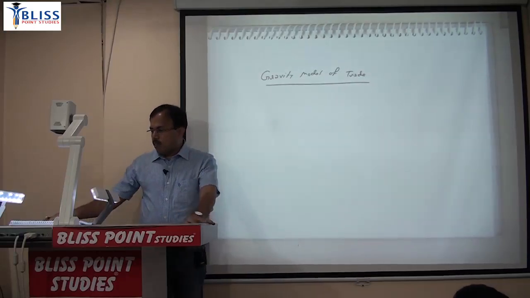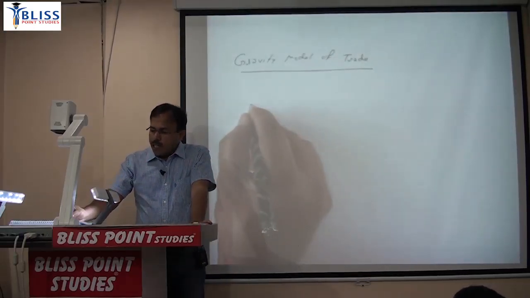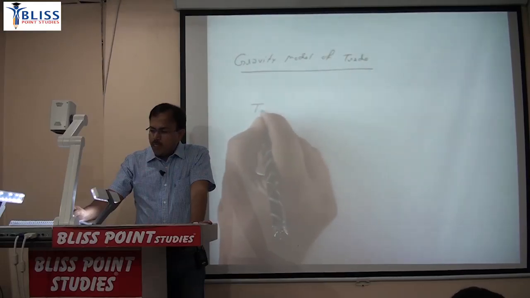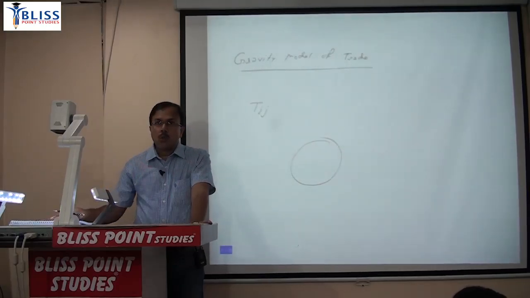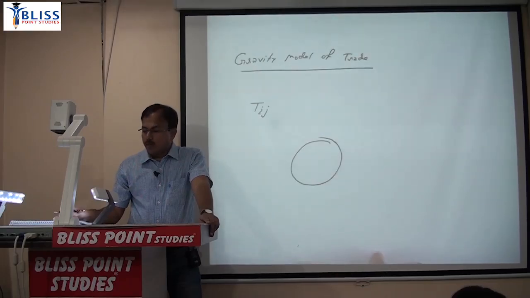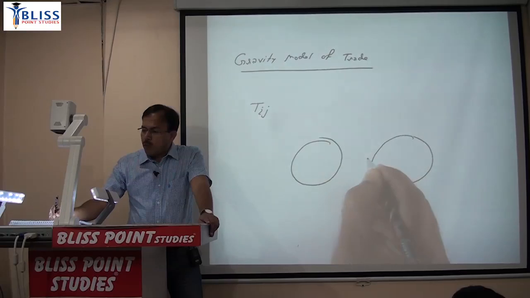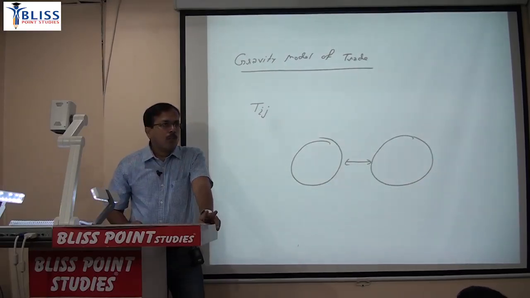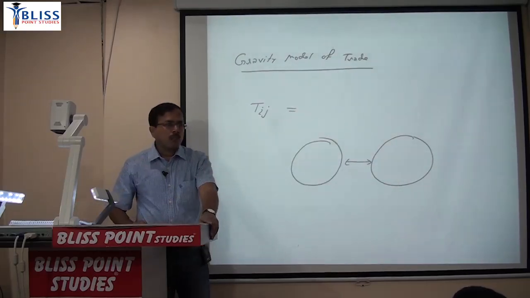Gravity model of trade basically argues that the trade value between two countries, suppose one country is I, other country is J, we have to explain here. How much will be the value of trade between these two countries depends upon certain factors, and those factors are explained here by this equation.